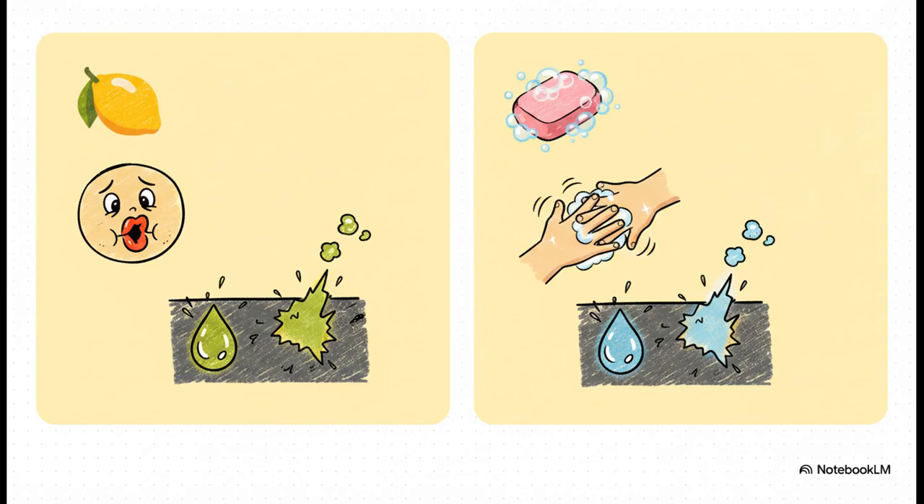On the flip side, we have bases. They taste bitter and actually feel incredibly slippery to the touch, kind of like a bar of wet soap. Instead of hydrogen ions, bases form hydroxide ions, written as OH-. And just like those strong acids, strong bases, yeah, they can also severely burn your skin.